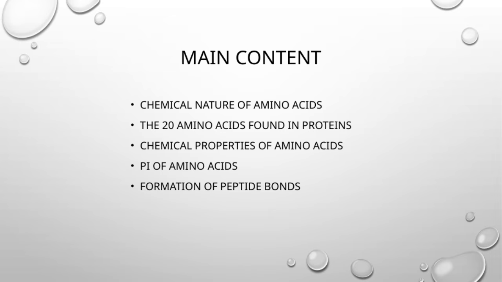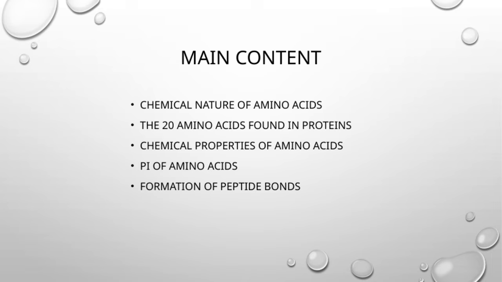Each one has a unique side chain, or R group, which gives it distinct chemical properties. Understanding these properties is crucial because they influence how amino acids interact and fold into functional proteins. Next, we'll look at the chemical properties of amino acids themselves. These properties include aspects like polarity, charge, and hydrophobicity, all of which affect protein structure and function.